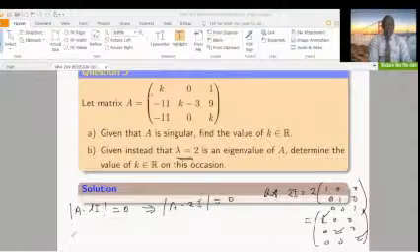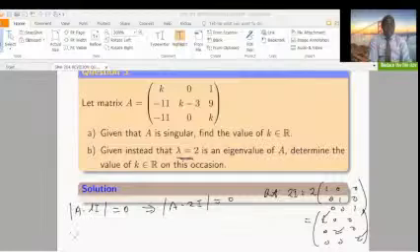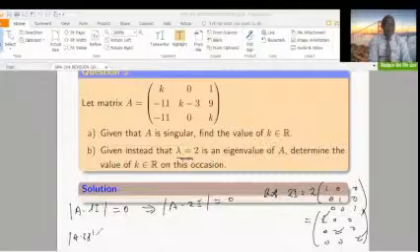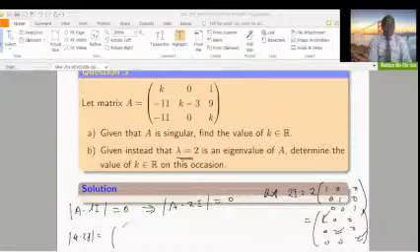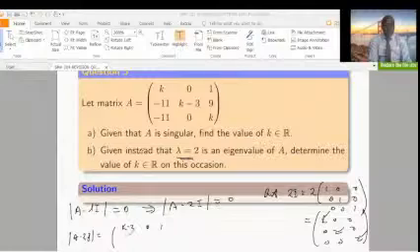That means, therefore, that the determinant of A minus 2I will be the same as, if I subtract 2 from this leading diagonal, K minus 2, 0, 1. And this will be negative 11. This will be K minus 5.